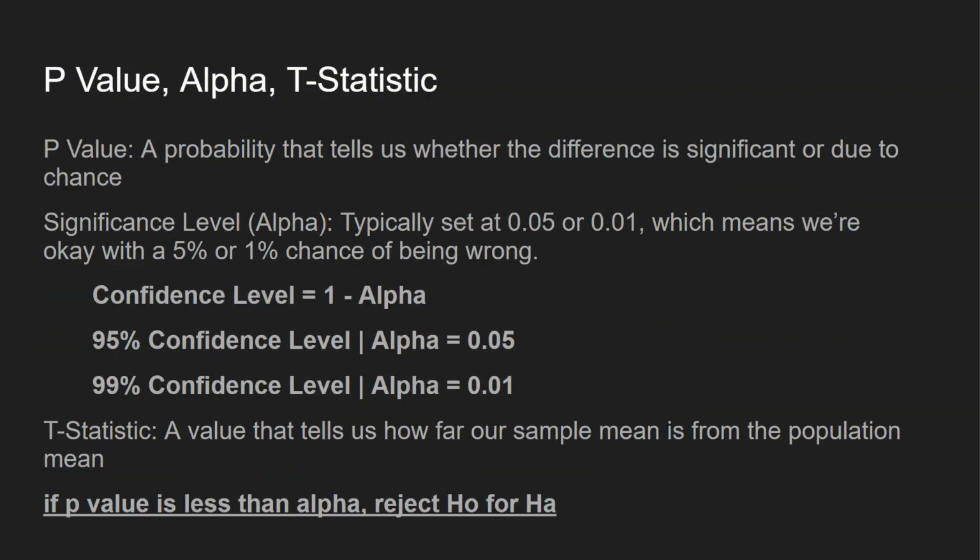And failure to reject the null hypothesis means the sample mean is not significantly different from the population mean. Now, some other terms that you should know: p-value, which is a probability that tells us whether the difference is significant or due to chance. Significance level, which is your alpha, is typically set at 0.05 or 0.01, which means we're okay with a 5% or 1% chance of being wrong. So how you can think of this, because in an interview you're going to be asked either confidence level or alpha: think about confidence level equals 1 minus alpha. So if you have a 95% confidence level, your alpha is going to be 0.05 or 5%. With a 99% confidence level, your alpha is going to be 1% or 0.01.